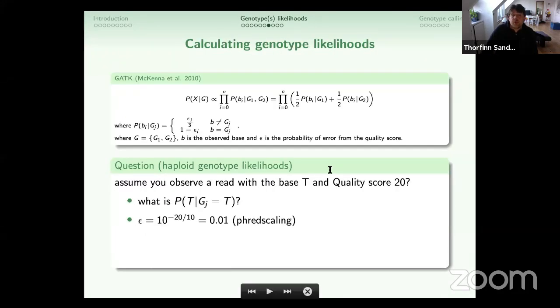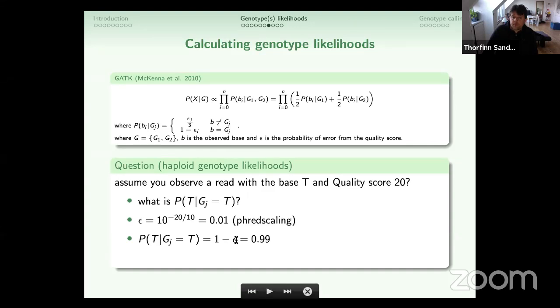So here we have a quality score of 20. We divide by 10, so it says 10 to the power of -2. Then we have a probability of error of 1%, right? So the probability that the T is actually correct for this specific example is, of course, 1 minus the error probability.